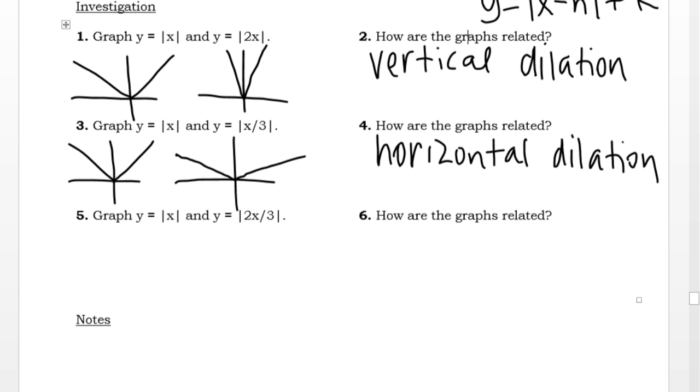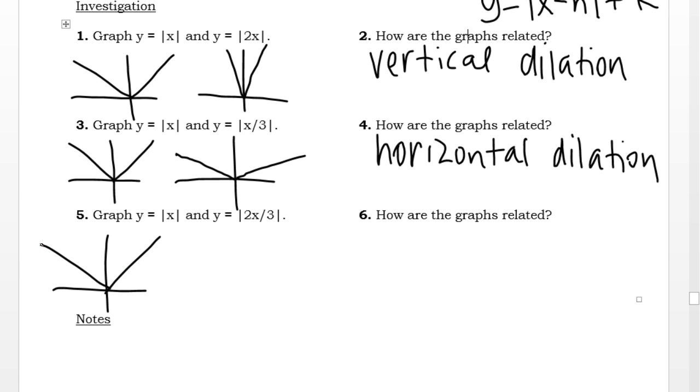The third example has both a multiplication and a division happening. So off of the original, it would actually look wider than the original, but not much wider. It wouldn't be as wide as that one, but it would be wider than the original. It's hard on my bad drawings, but basically we have a vertical dilation happening and a horizontal dilation happening, but because the horizontal factor is larger, it looks like a horizontal dilation.